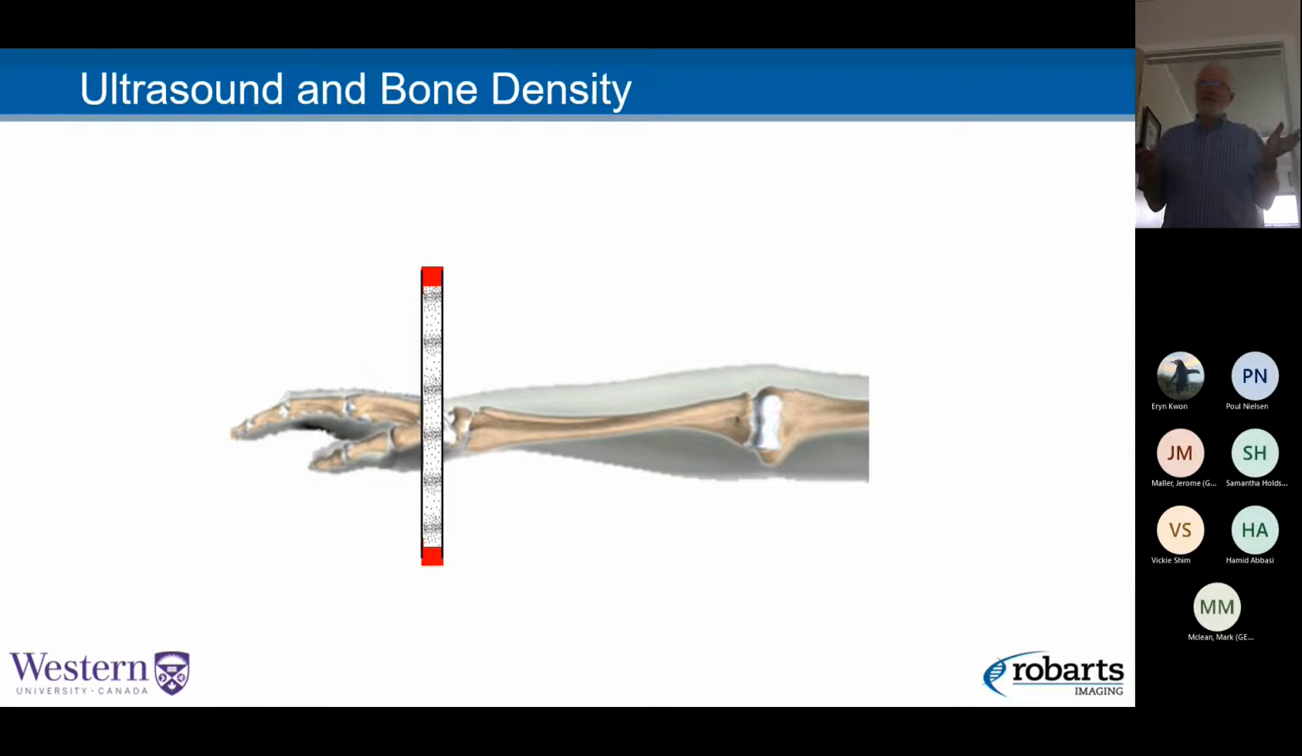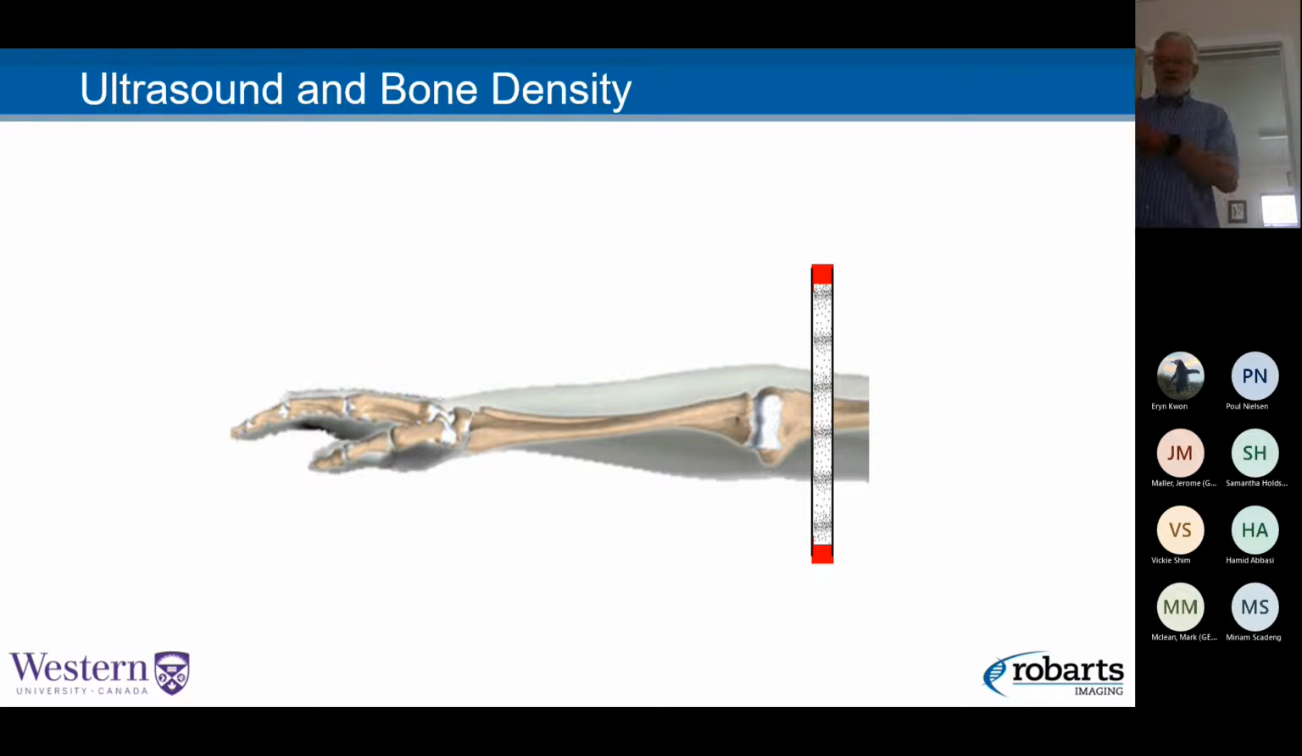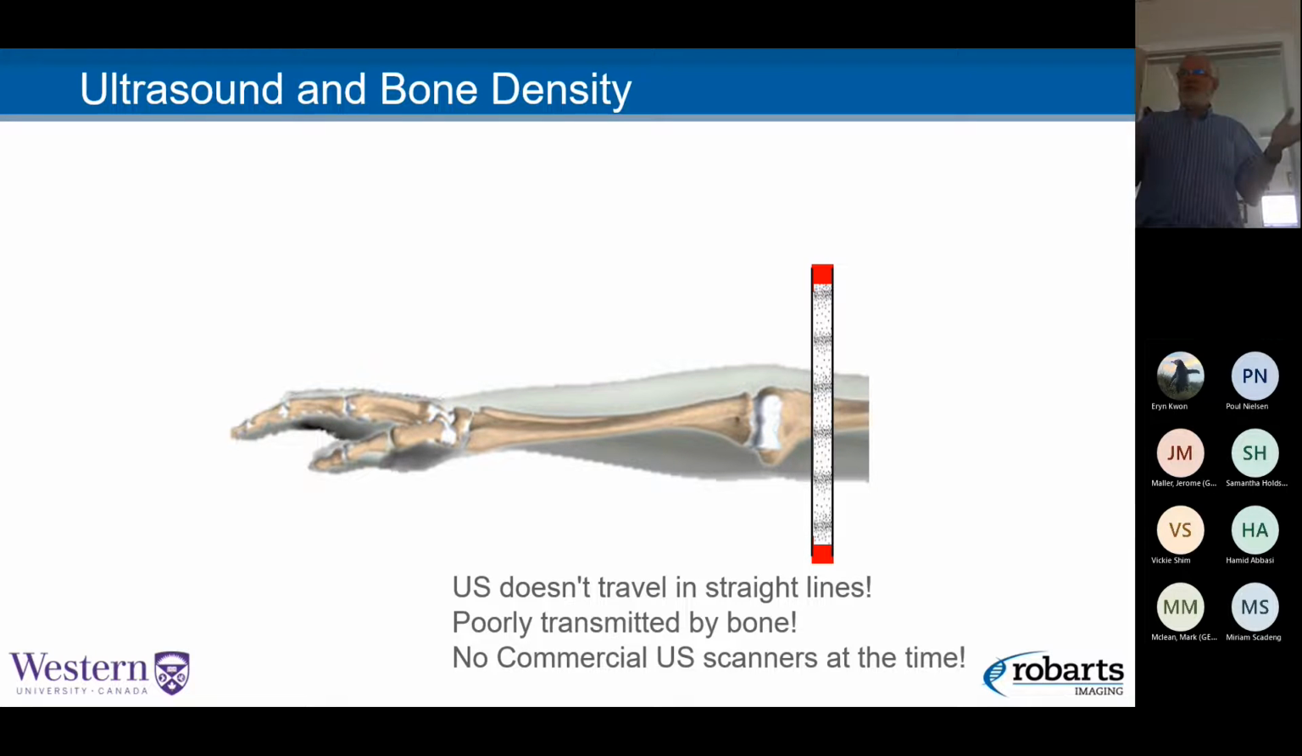So, ultrasound and bone density. The theory was that if we had an ultrasound beam going through the bone, where there was less dense trabecular bone, the ultrasound beam would take longer to get to the transducer. If it was more compact bone, it would get there more quickly. And so we would have the transducer and receiver scanning across the bone and producing some sort of profile. But the problem is that ultrasound doesn't travel in straight lines. Most of it gets reflected by the bone, so there's very little left.